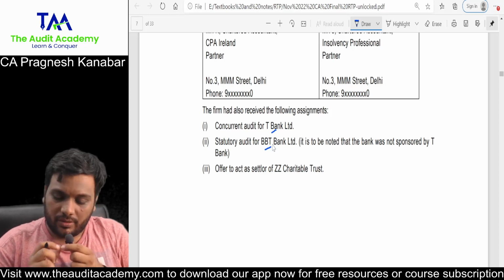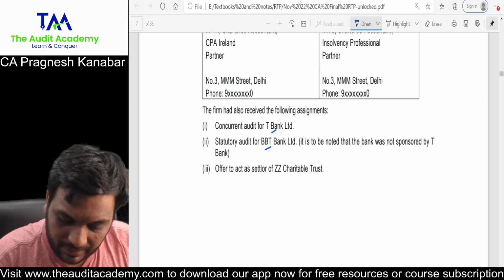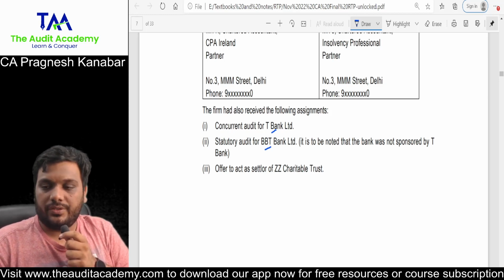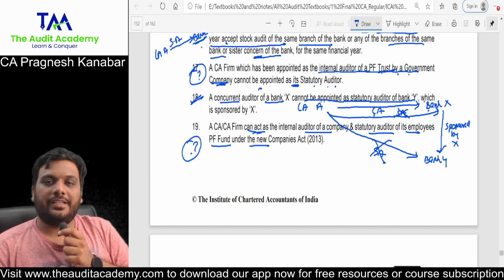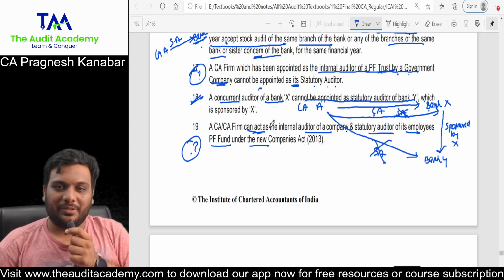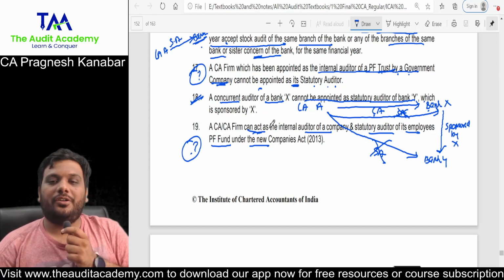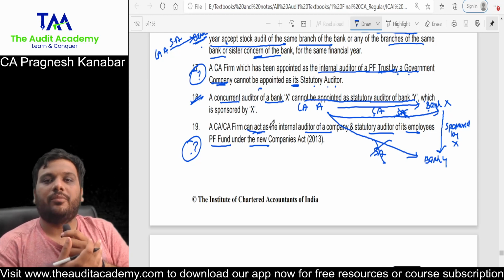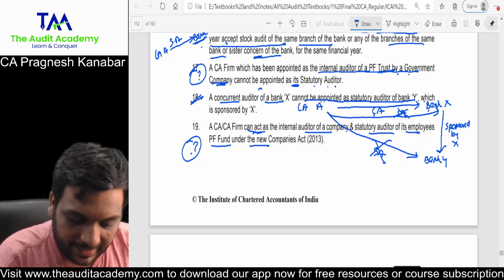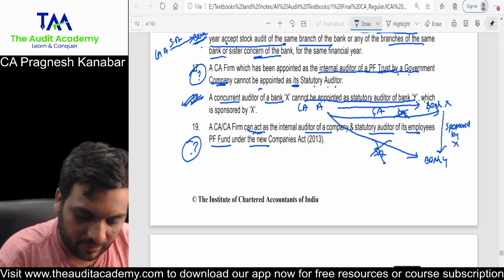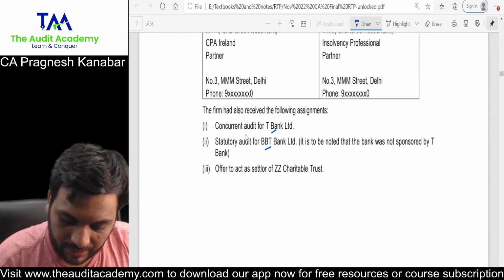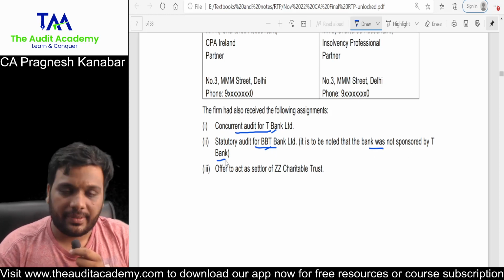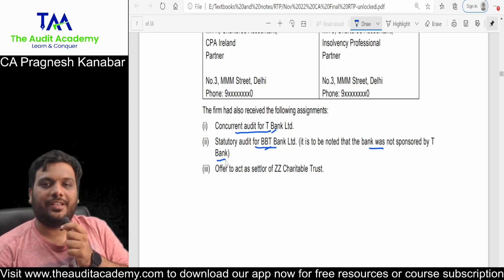All right, so if you see the ethical standard board decision, I'll just show you that decision to be more clear. As I have discussed in my classes, there's lots of working over there. The concurrent auditor of bank X cannot be appointed as a statutory auditor of bank Y, which is sponsored by X. That is decision number 18 that they are trying to question. But they are very clear that the bank was not sponsored by T Bank, so there is no problem over there.